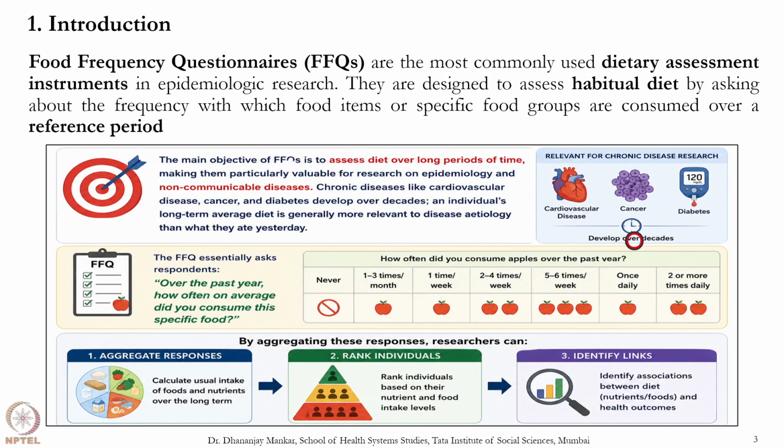By aggregating these responses, the researcher can calculate the intake of food and nutrients over the long term. The researcher can rank individuals based on their nutrient and food intake levels, like a food pyramid that you are making up. It also identifies the links between diet and disease conditions, which can give you the health outcomes. This highlights that FFQs are valuable for research on epidemiology and non-communicable diseases.